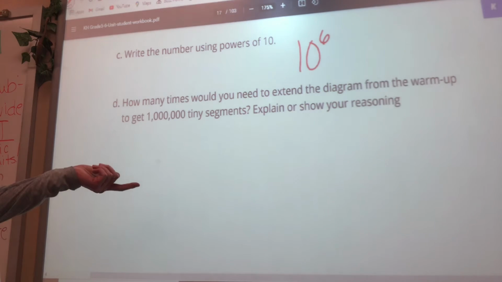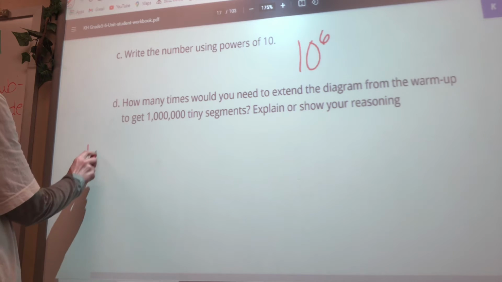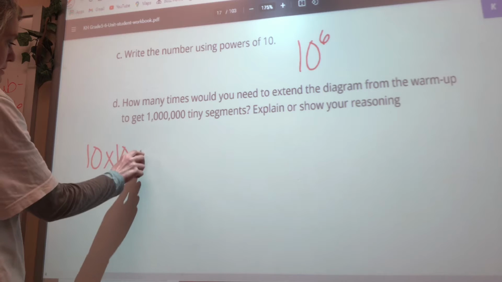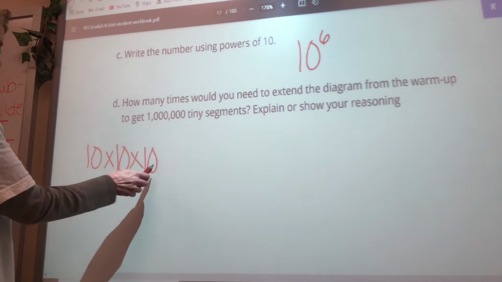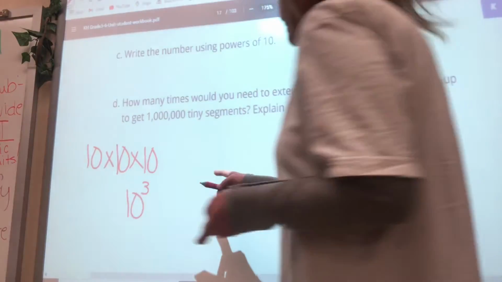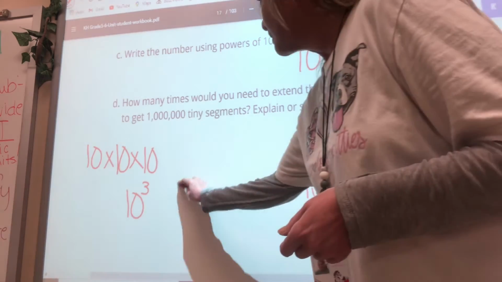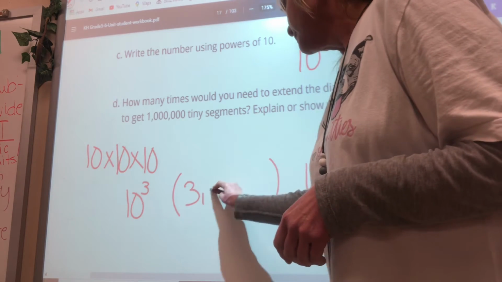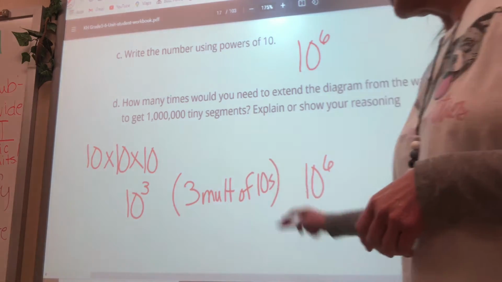Then it says, how many times would you need to extend the diagram from the warm-up? Well, remember the warm-up, we had 10 big spikes, then 10 smaller spikes, then 10 little bitty spikes. So we said that was 3 multiples of 10, so that would be 10 to the third. So if I need it to be 10 to the sixth, then I would need to add 3 multiples of 10, right? I would be adding 3 more multiples of 10.